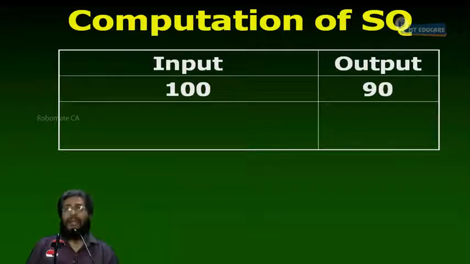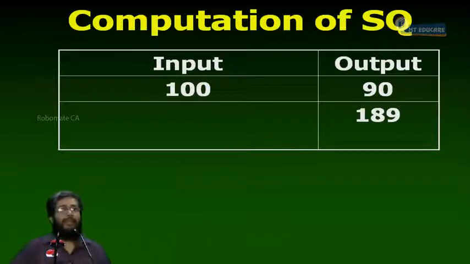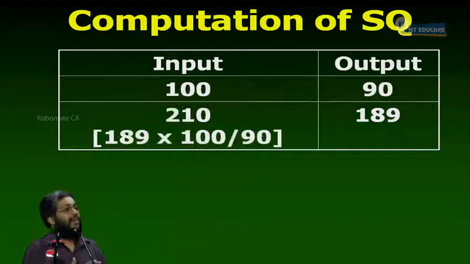Tell me how many kgs are actually produced? The good output is how many kgs here? 189 I have produced. Should I put 189? More than 189. How much should have been the input? 189 divided by 90 into 100. What is the kg allowed here? 210. Everybody understood or not?